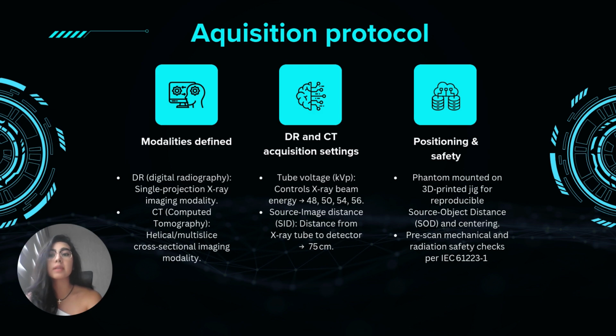For CT, we selected a higher energy setting of 120 kilovolts peak and 250 milliamperes with a slice thickness of 1 millimeter and a pitch factor of 1. To maintain consistent positioning and alignment across scans, we mount the phantom on a custom designed 3D printed jig. This helps us to guarantee a reproducible source to object distance and proper centering.